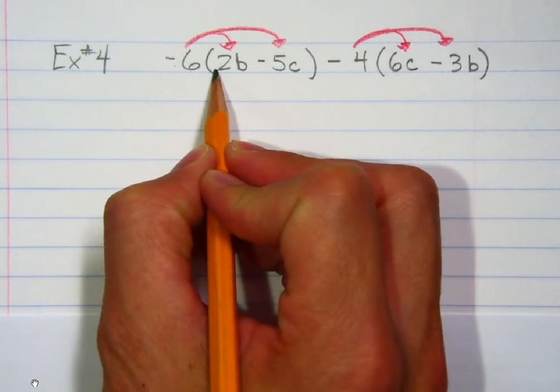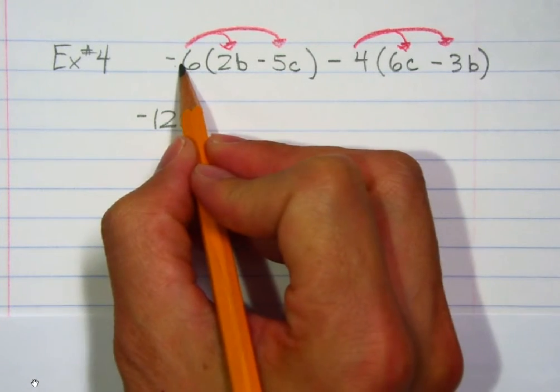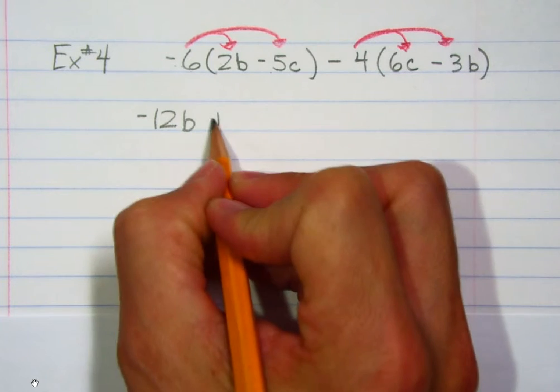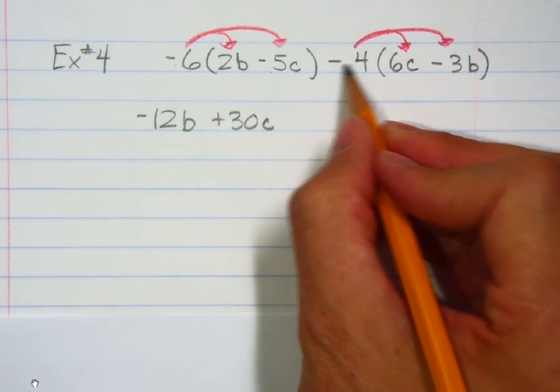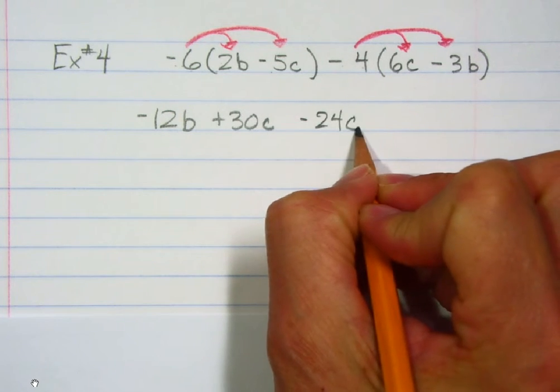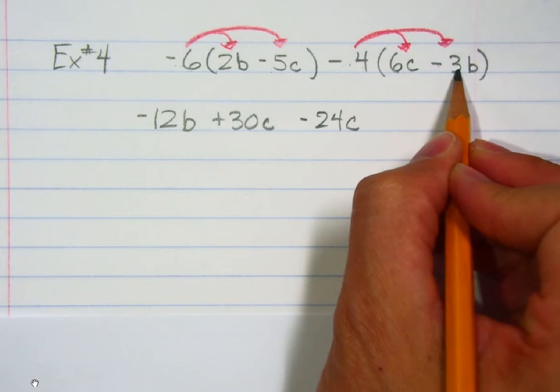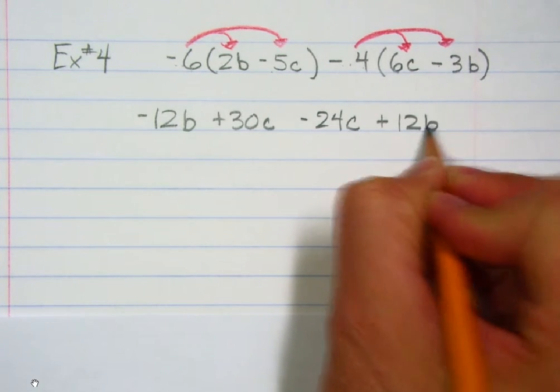Negative 6 times 2 is negative 12, and then the b. Negative 6 times a negative 5, that's positive 30, and I put a c. Then I come over here. Negative 4 times 6, that's negative 24, c. Negative 4 times a negative 3 is going to give you a positive 12, and then the b.